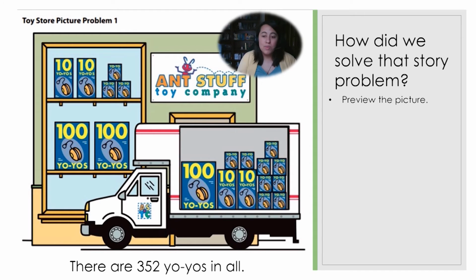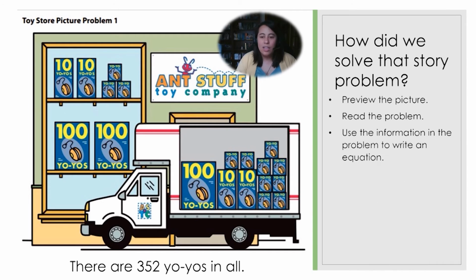Story problems won't always have a picture, so you're welcome to make one yourself or to create a picture in your head, just so that you can get an idea of what the characters or the setting is. We read the problem to make sure that we knew what the characters and setting were and what the question was. Then we used the information in the problem to write an equation. We kind of translated it to math so that then we could use what we knew to solve the problem.